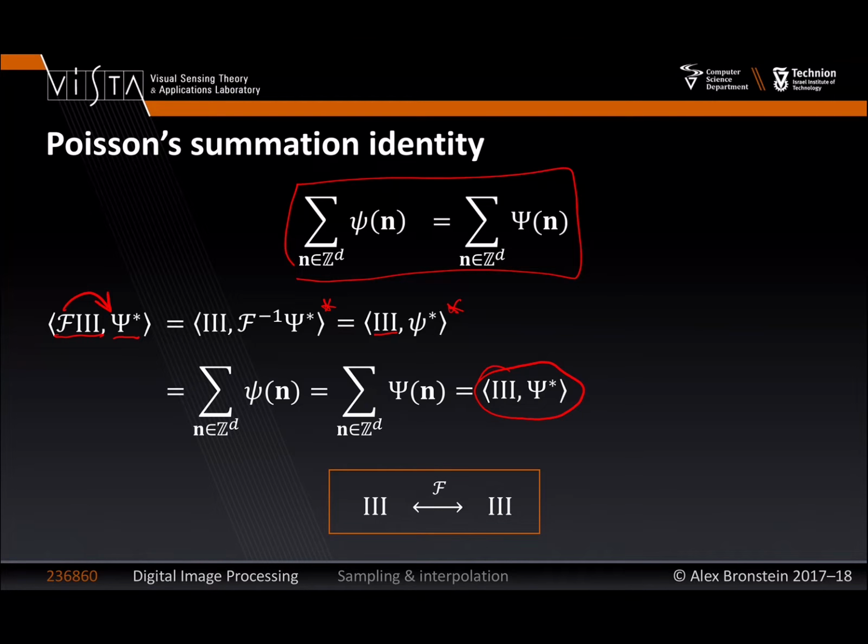So basically, it means that the Dirac's bed stays the Dirac's bed under the Fourier transform. Okay, so the Fourier transform of a delta is a constant function 1, but the Fourier transform of a periodized delta, which is Dirac's bed, is a Dirac's bed. Okay, and this is quite a remarkable fact. Why is it remarkable?